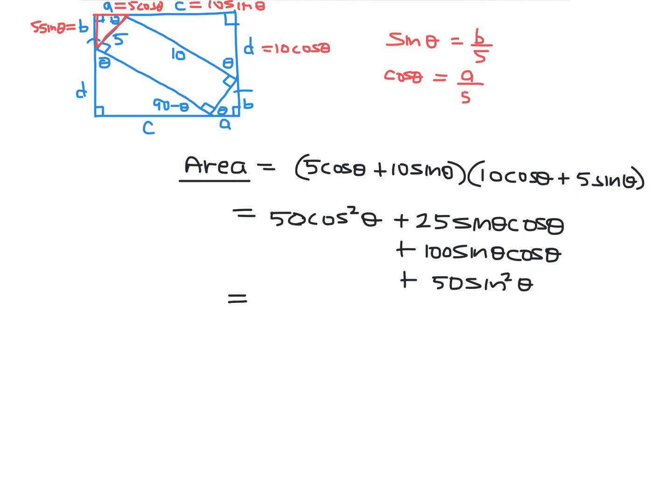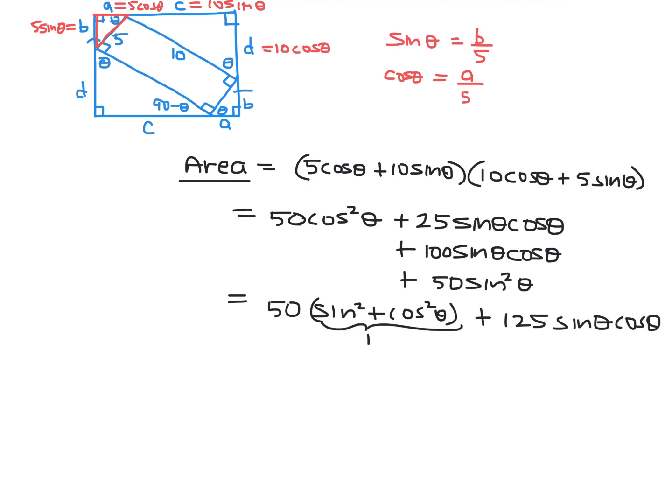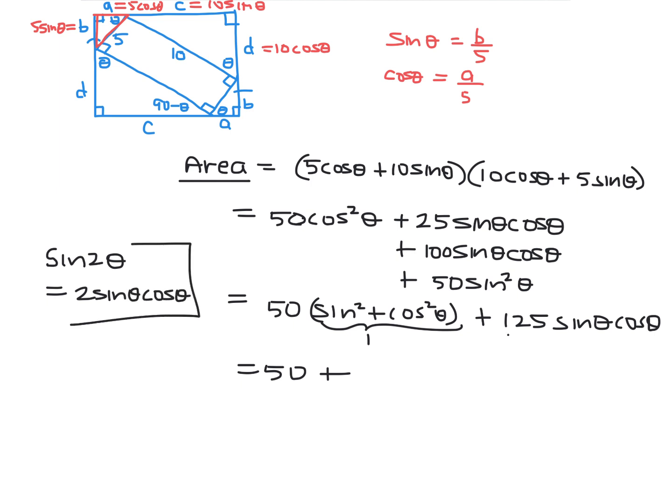Okay, let's combine these guys. 50 sine squared theta plus cos squared theta, and then 125 sine theta cos theta. Well, this guy, that's 1, so this is just 50. And then there's a nice trig identity this will work with. Sine 2 theta is 2 sine theta cos theta? Yeah, that's one of the more common ones. So that would work well here. That would basically be 62.5 sine 2 theta, right?